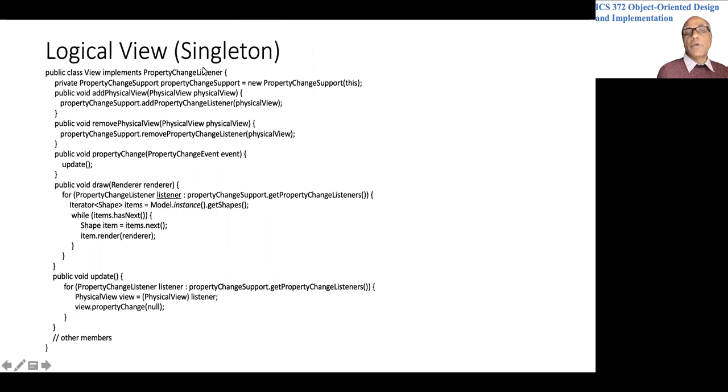The logical view class is a singleton. This is the only logical view in the system. It is a property change listener. It is an observer of the model. And it is also an observable because physical views are connected to a logical view. So we have a property change support field. So this class uses property change support as an adaptee. So you can add and remove physical views.